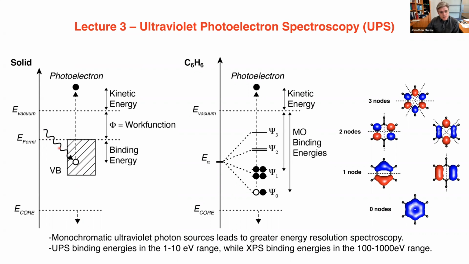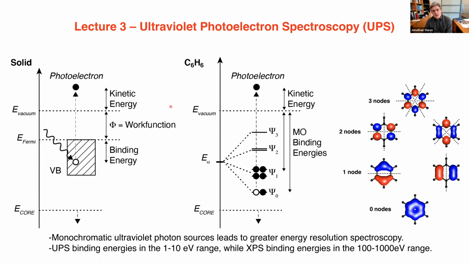An ultraviolet photon or a low energy X-ray comes in, collides with an electron in the valence band, promotes it, and you get this emitted electron that's got kinetic energy. There's a work function, and there's a binding energy. Binding energy is defined by the difference between that hole and the Fermi energy. The work function is the difference between the Fermi energy and the vacuum level.